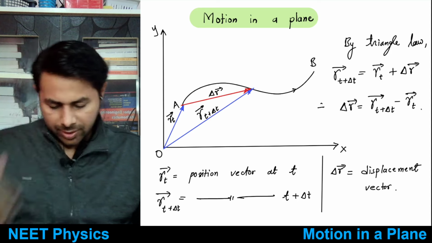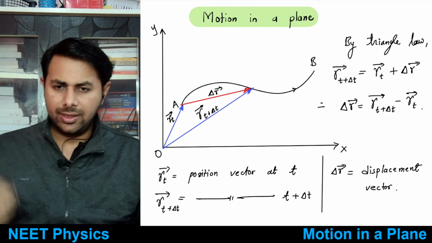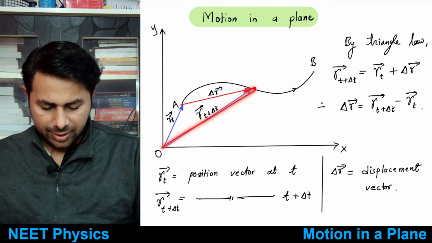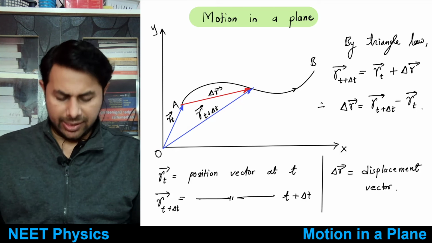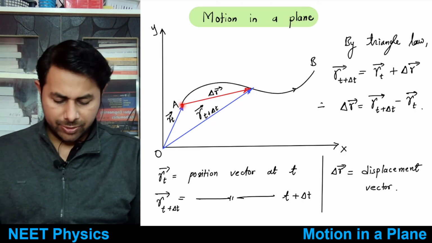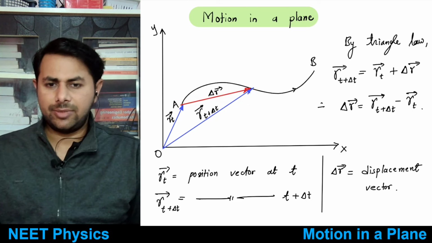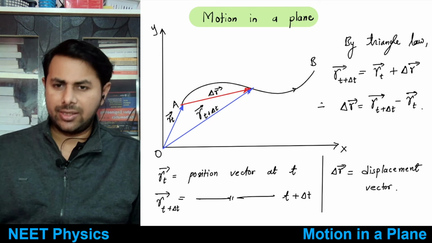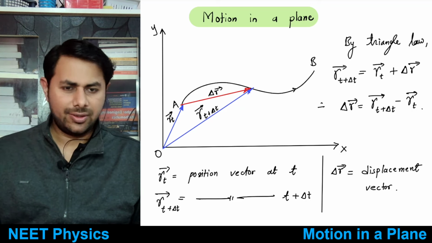Now suppose this is the initial position vector at some time t, and in time delta t, suppose the object moves from this point to this point. Then its position vector is something like this. So the object has displaced from this point to this point, and if you draw a straight line starting from the initial position to this position, then this straight line is called the displacement vector. This straight line is called what? Displacement vector. And we can measure that displacement vector. How can we measure that? Using the triangle law of vector addition, right?